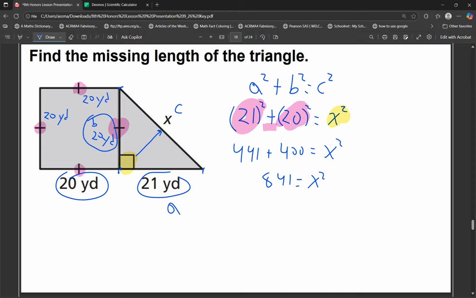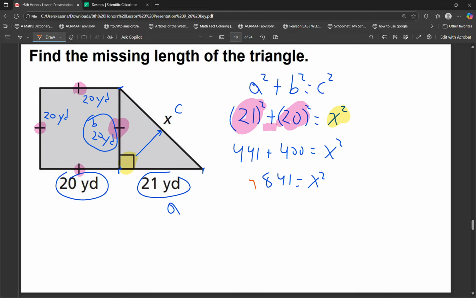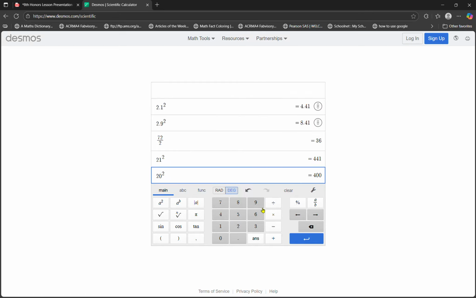Okay, and then what I'm going to do is take the square root on both sides. I take the square root on both sides and I get x, and then it's going to equal to, and then I take the square root. So the way you could take the square root here, you say square root first and you put it inside the radical. So I put 841 and I'll get 29.